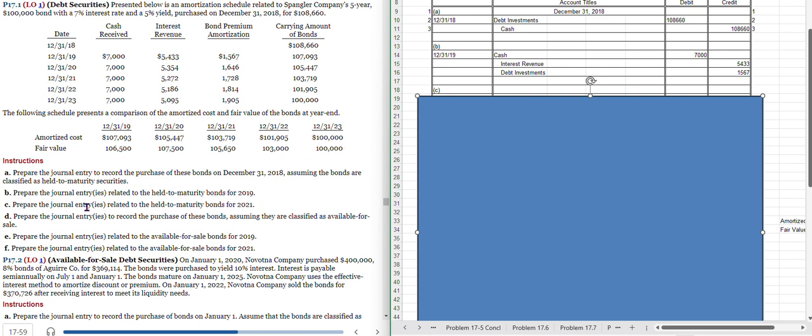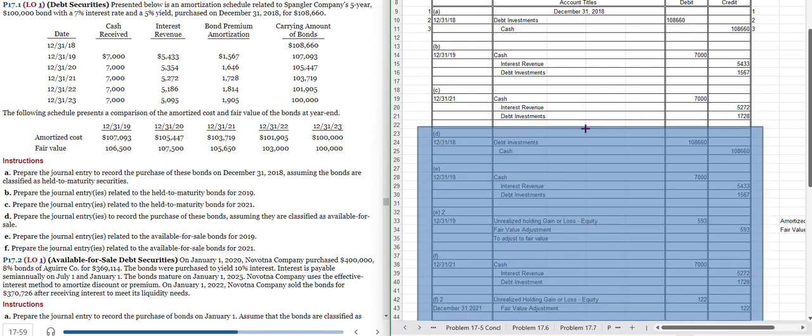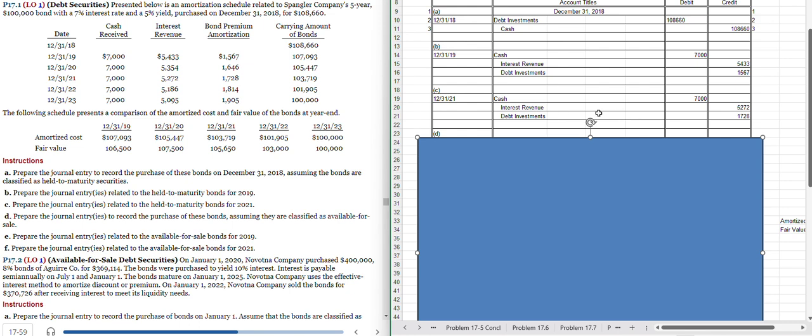C. Prepare the journal entries related to the held to maturity bonds for 2021. We received 7,000 cash. That's an increase to cash. Interest revenue increased by 5,272, and the carrying amount of the debt investment decreased by 1,728. So our first entry is going to be a debit to cash, credit to interest revenue, and a credit to debt investments.